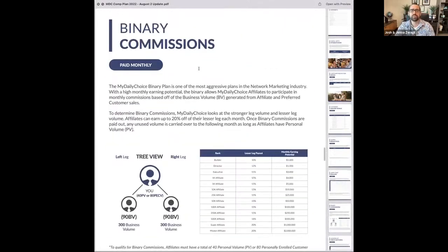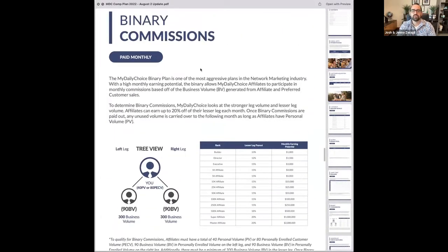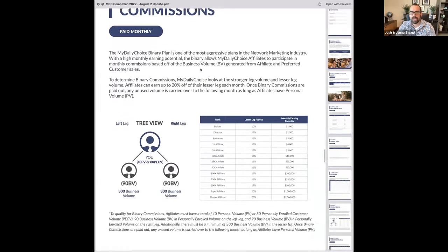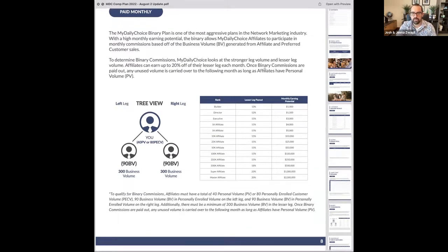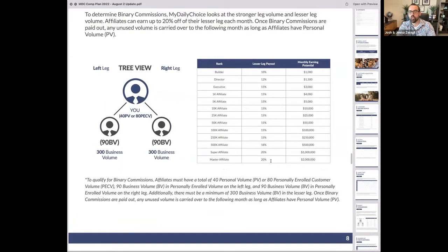And then we go into the binary. And so our binary pays out up to 20%. I'm going to try to blow this up a little bit so you can see this graph. Pays out up to 20% on your lesser leg. And here's what it takes to be binary qualified. You have to have either 40 in personal volume, so that's from your personal order, or 80 in PECV, which is personally enrolled customer volume.